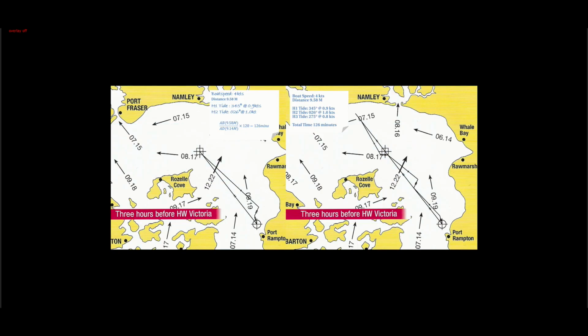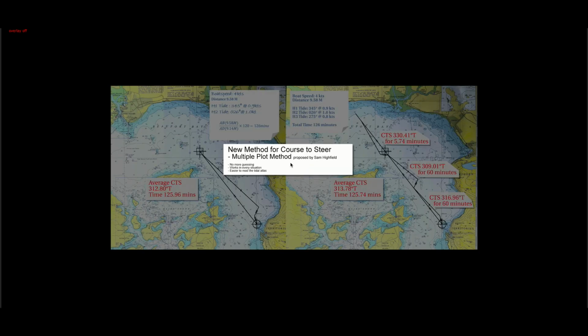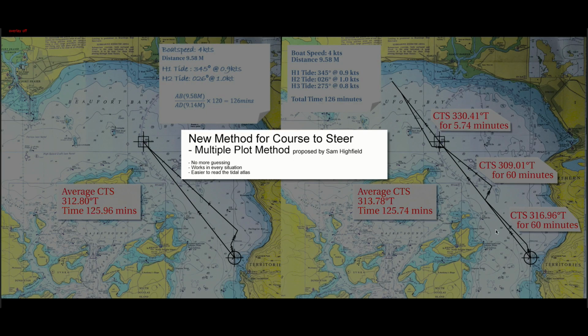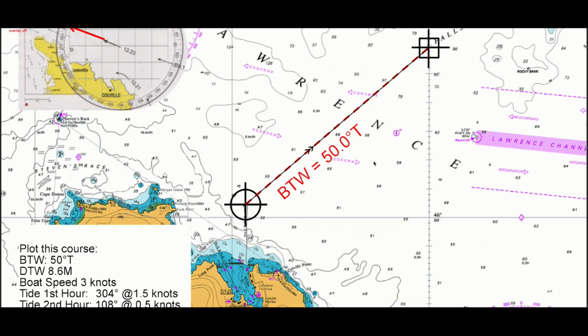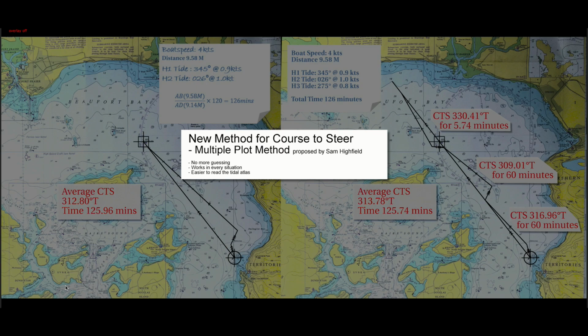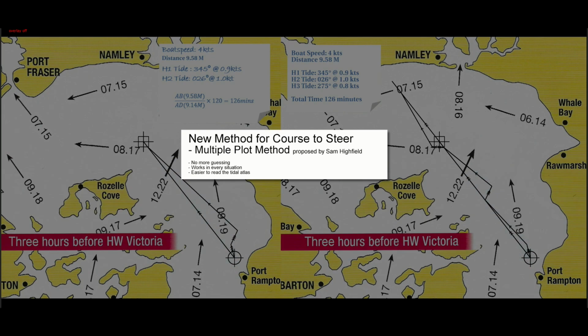I'll just do a quick recap. Basically, there's no more guessing. At no point did I ever have to guess. It works in every situation, as you can see here. It's also easy to read the tidal atlas. When we're plotting all these things, where are we on this line? Which tidal stream to use? Well, here it is obvious. So that's it for the actual method.